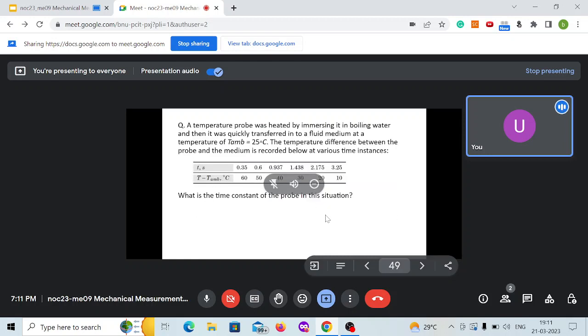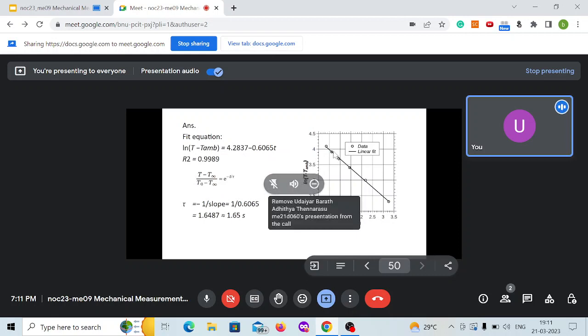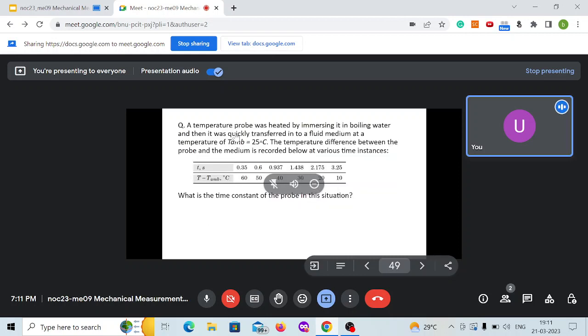Here, what we'll do is fit that data. We are assuming that this will be a straight line. If you take a logarithm of the temperature, the relation is theta by theta naught equals e raised to power minus t by tau. So if you take the logarithm, it will be ln theta equals ln theta naught minus t by tau.